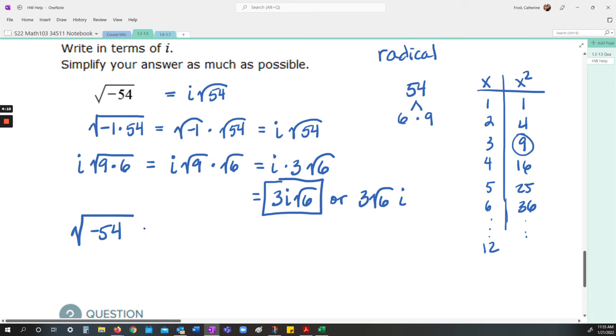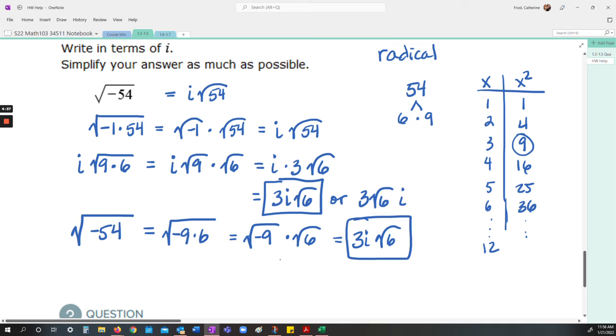9 goes into it. So I would actually think of this negative 54 as negative 9 times 6. And then think of taking the square root of negative 9 and then the square root of 6. And the square root of negative 9, to me, it makes sense that that's just 3i. So I would do that all together. And then the square root of 6 has to just stay square root of 6. So it's the thing that you actually take the square root of that comes outside.